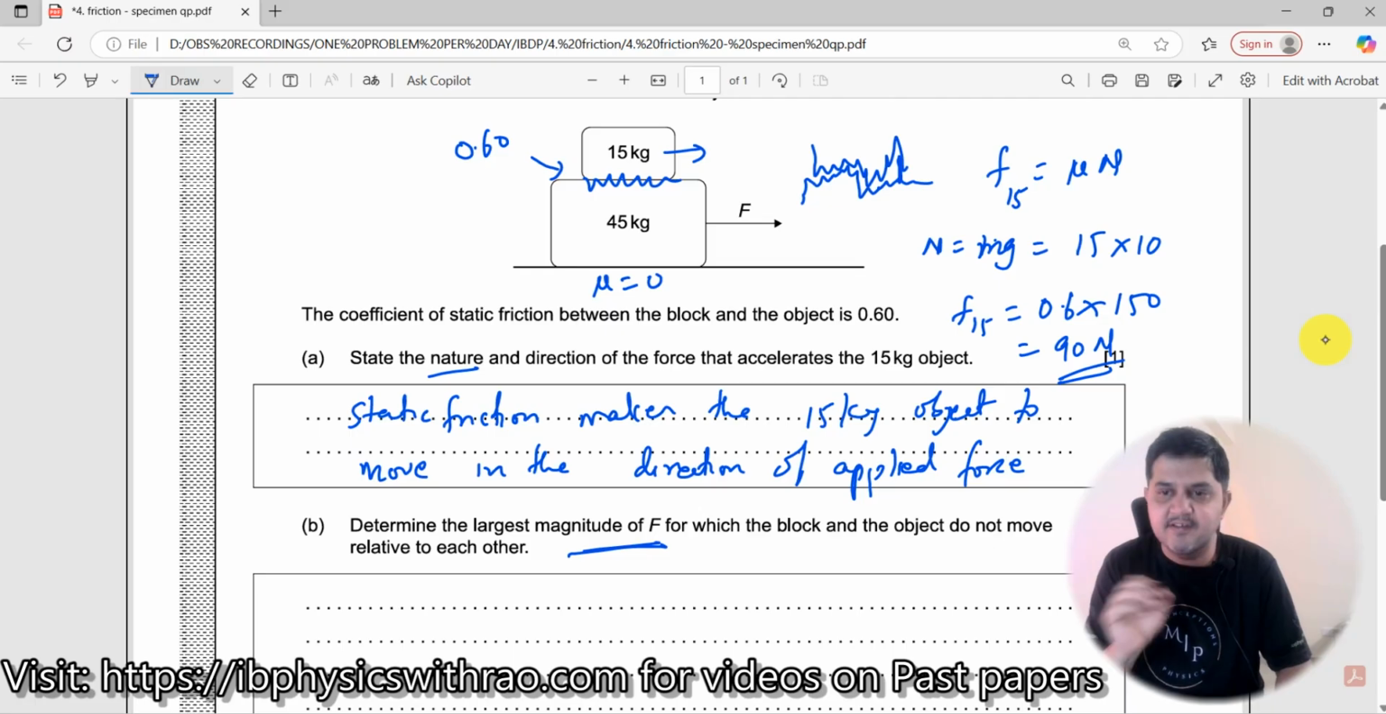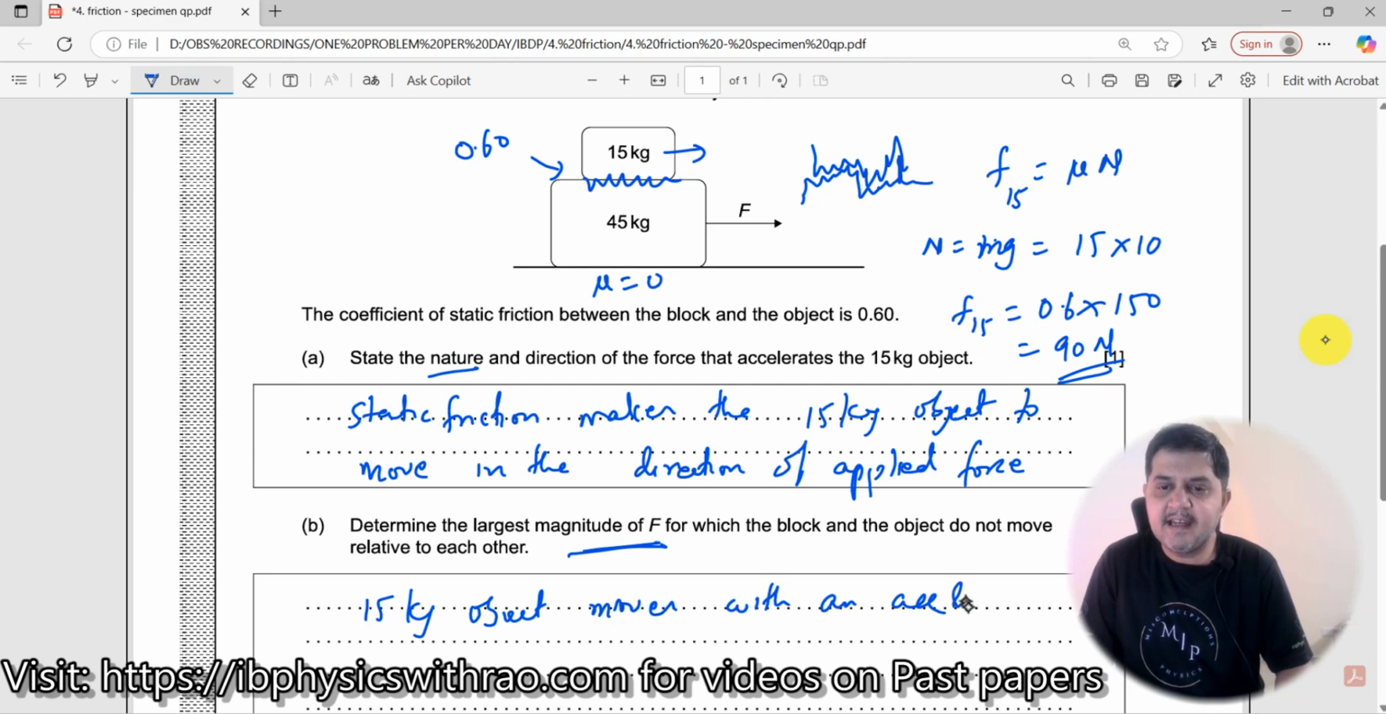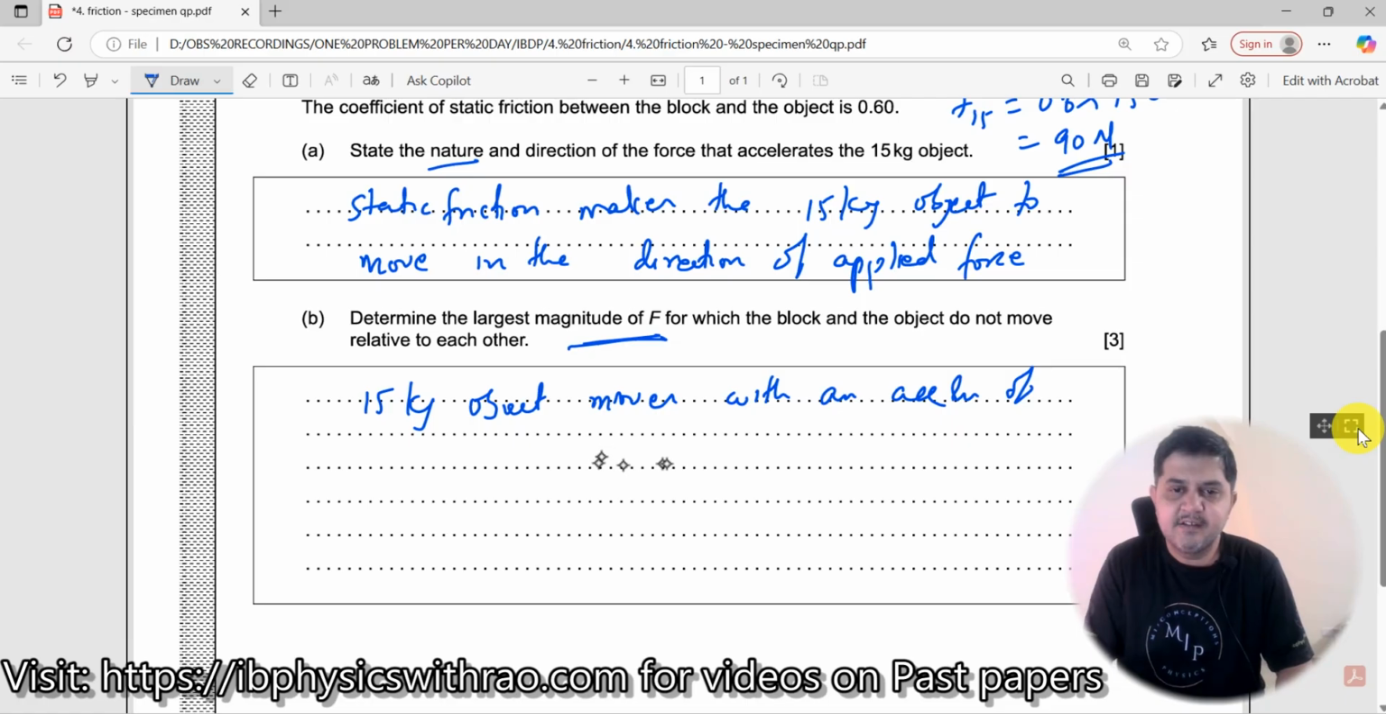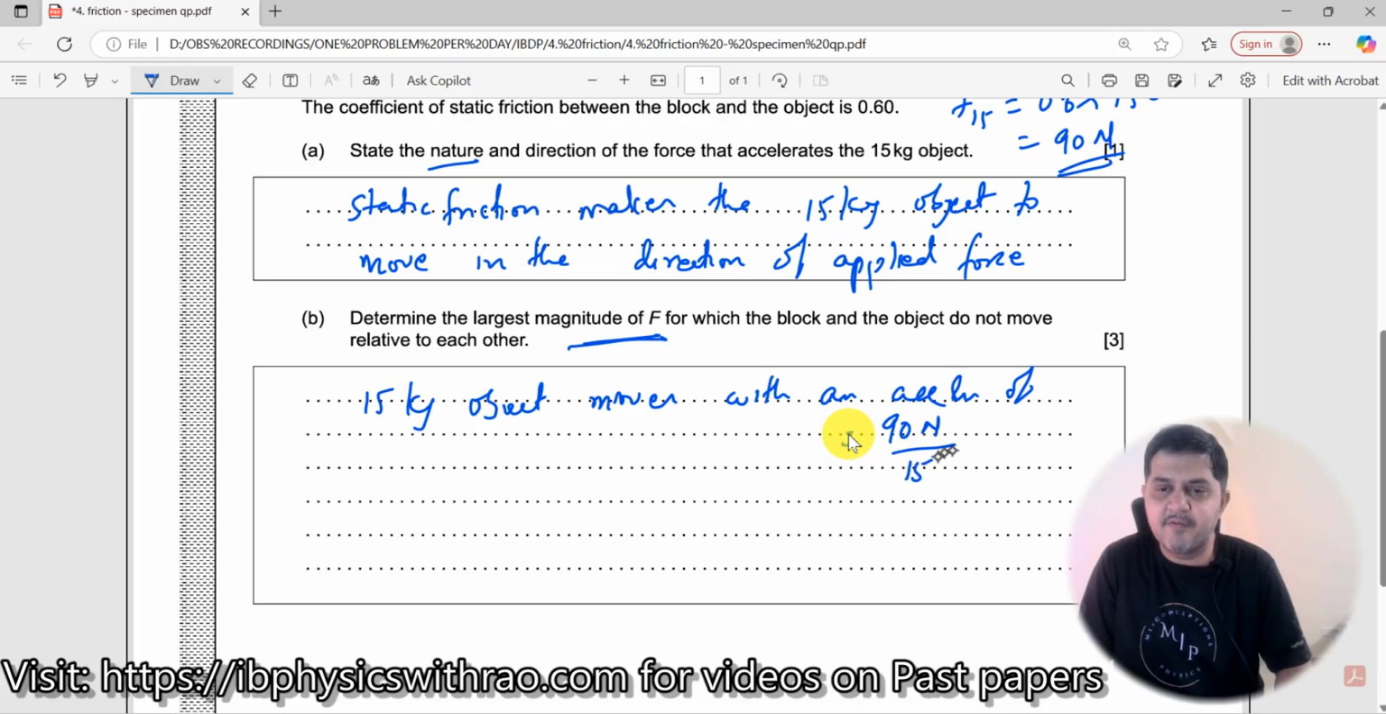Now, is this the answer? That is not the answer. So 90 Newton is the force that is acting on this one. Now with what acceleration is this moving? We can say the 15 kg object moves with an acceleration equal to the force divided by mass, right? So 90 by 15 is equal to 6 meter per second square. This is the acceleration at which the object is moving.